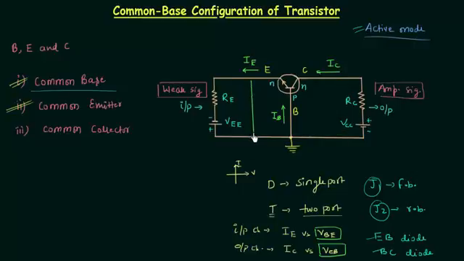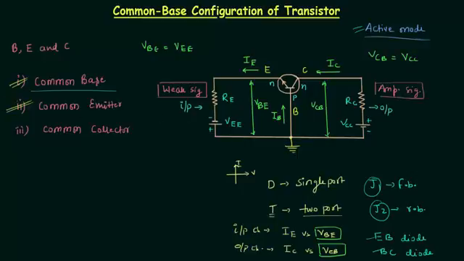VBE is this potential. If you neglect RE like I did in the previous presentation for the sake of simplicity, then you will have VBE equal to VEE. This is what we have. In the same way, VCB is the potential difference across the base and collector, and VCB is equal to VCC if we neglect RC.